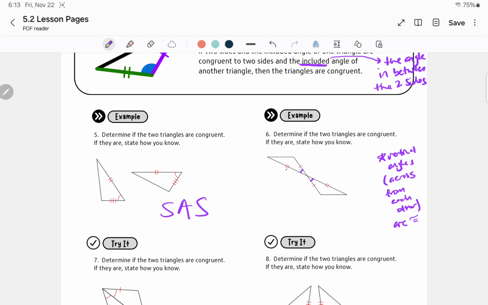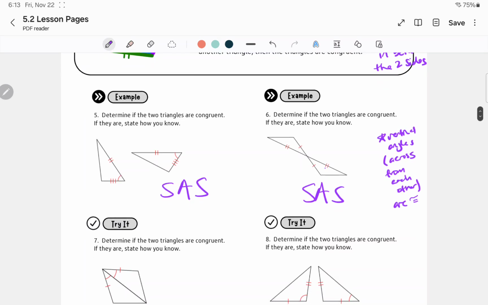Okay, so we have a side, an angle in between, and this other side, right? Two sides with an angle in between. Same thing over here, side, angle, side. So these two triangles are congruent by SAS. So go ahead and pause the video. Go ahead and try number 7 and number 8.